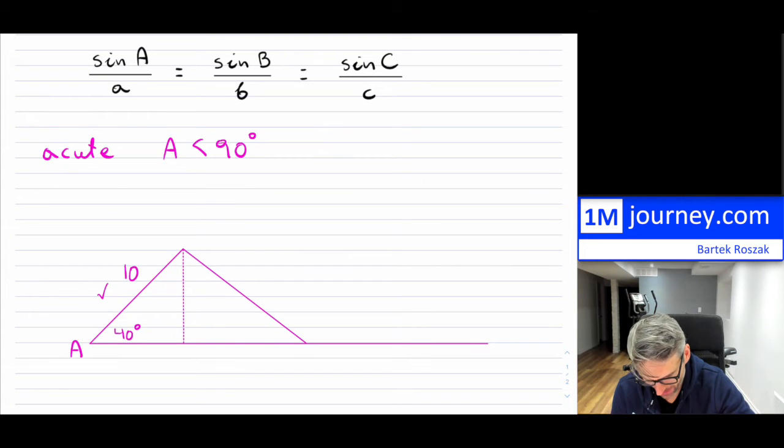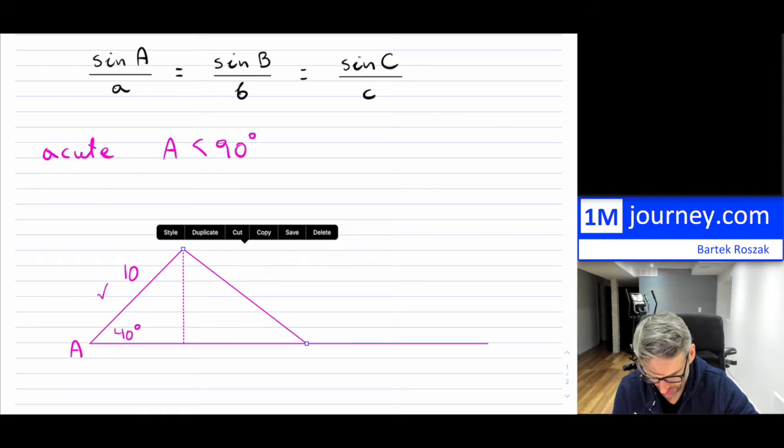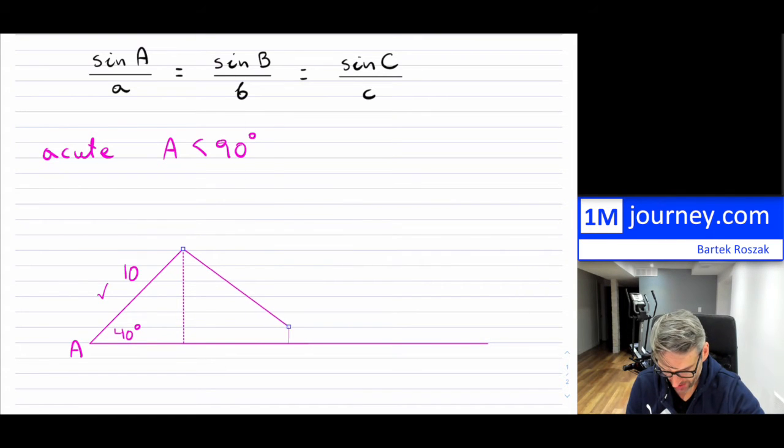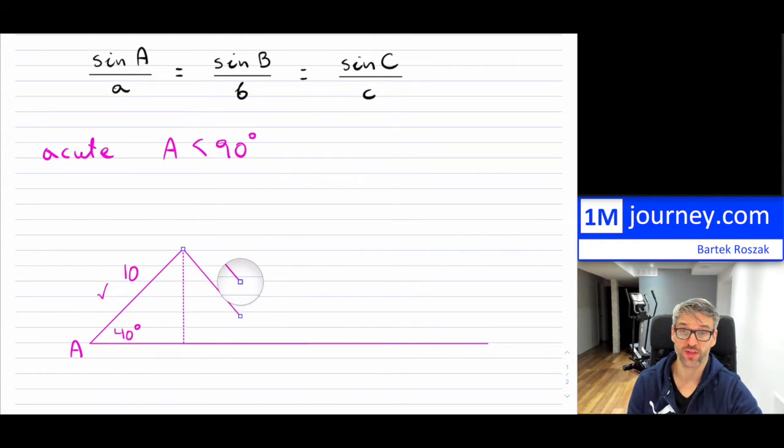Now, what can happen as I'm constructing this triangle? One thing that can happen is that I don't even have a triangle. If I make this length shorter, I can't really swing it and I can't really attach it if it's shorter than this height. If it's shorter than the actual height, no matter what I do, I'm not going to get a triangle at all. So you have to be careful with that. Just make sure that this length is longer than this particular height of that triangle.